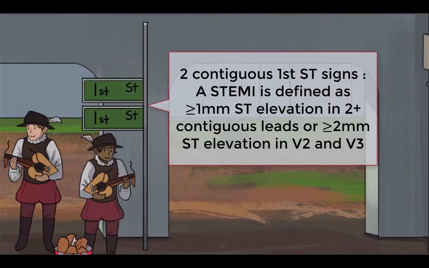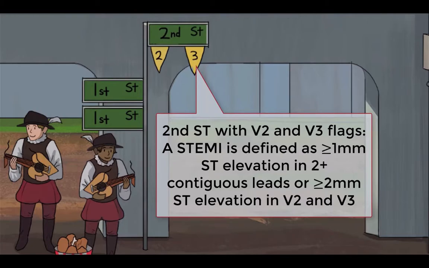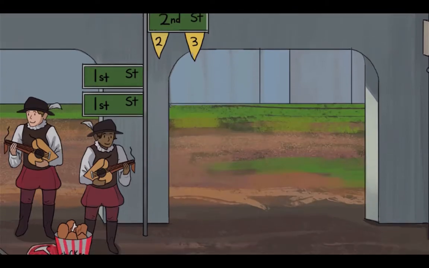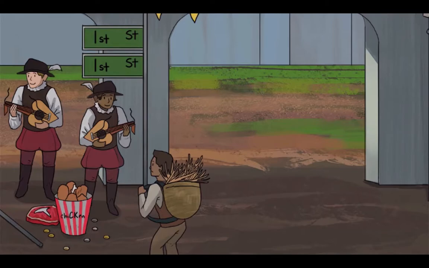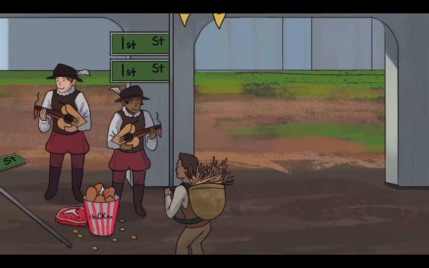To make a long story short, if you see ST elevation of 1 or more millimeters in 2 or more contiguous leads, just remember these two contiguous first street signs. Or an ST elevation of 2 or more millimeters in V2 and V3 specifically, then this is considered a STEMI. Additionally, a new left bundle branch block is concerning for myocardial ischemia or infarction and is treated as if the patient has a STEMI, so we've brought in the obligatory peasant dude with a bundle tied on his back.